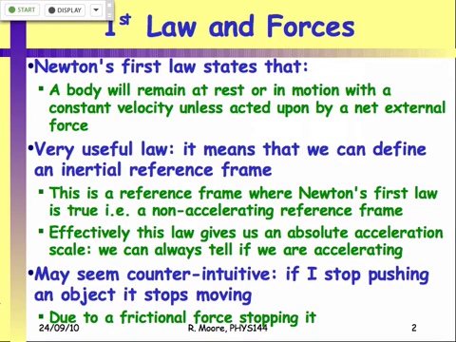The first law is often understated and people don't worry about it too much because it simply says a body will remain at rest or in motion with a constant velocity unless acted upon by a net external force. So it seems almost like this is a subset of Newton's second law when we get to that. However, it's actually a very useful and very fundamental law because it tells us something about the universe. We talked about inertial reference frames that weren't accelerating, and this law tells us that we can define that.